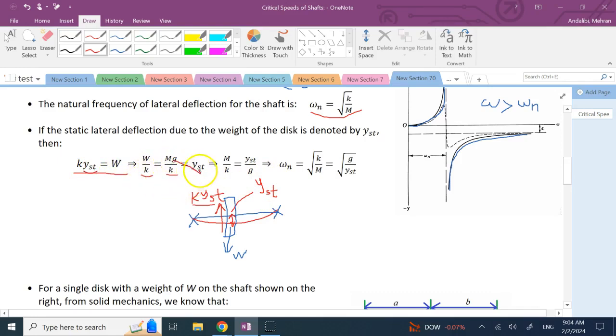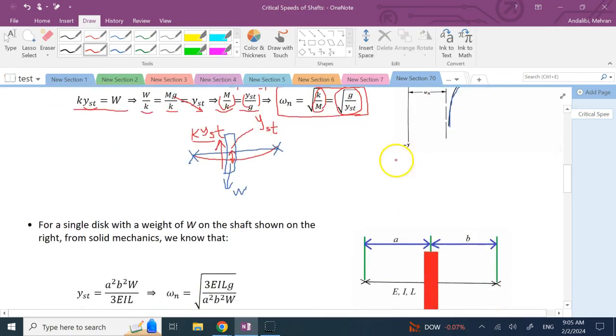If you bring this g to the denominator of y static, then y static over g is m over K. And remember, omega n is the square root of K over m, or the reciprocal of this. So I have to take a reciprocal from both sides of this equation. And so it is going to be g over y static, which is the same as K over m. So I can also find my omega n by square root of what? G over y static. So this is an alternative formula for calculating the critical speed of the shaft.